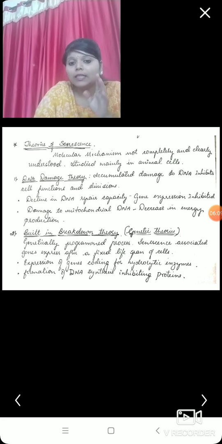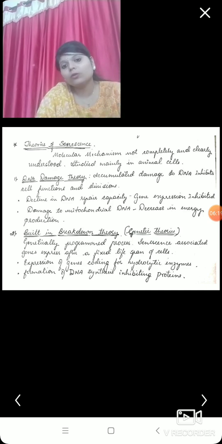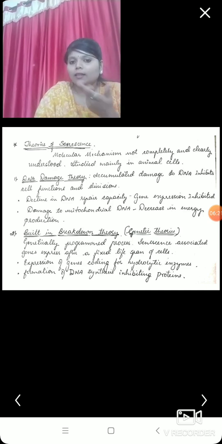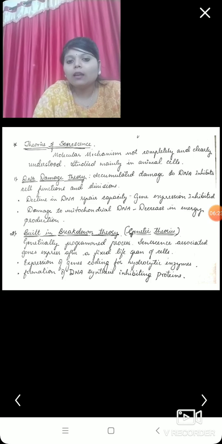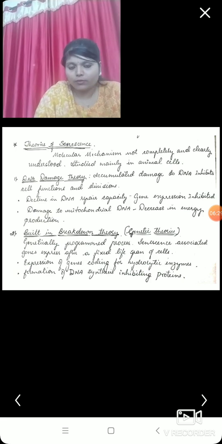So the DNA repair capacity declines. If there is any damage, the cell has a capacity to repair it. If that process is also declined, then the gene expression is inhibited, of course leading to the death of the cell.